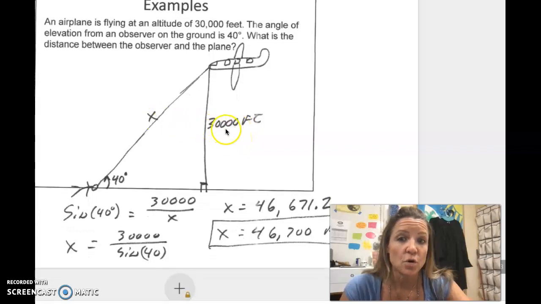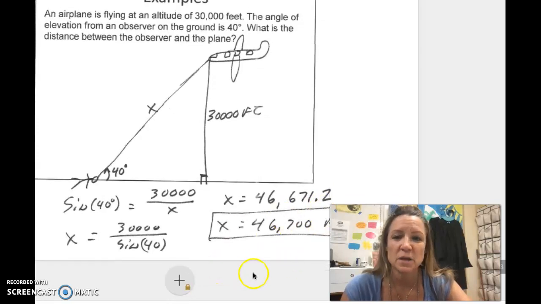Okay, so from the 40 degrees down here where the person is on the ground, we have opposite and hypotenuse. So we're going to use the sine of 40. Opposite over hypotenuse, do the cross product. You should get roughly 46,671.2 feet.